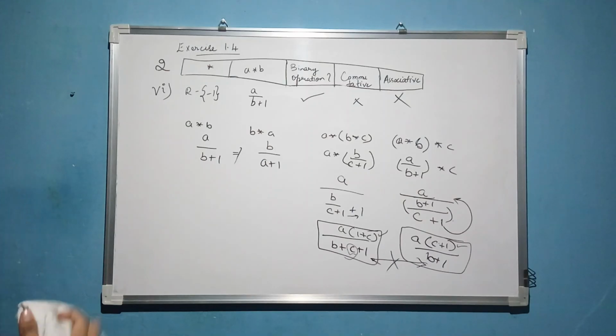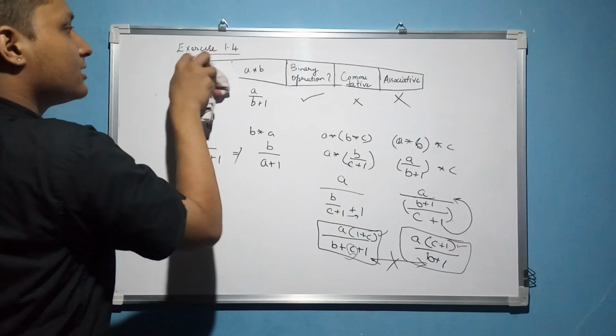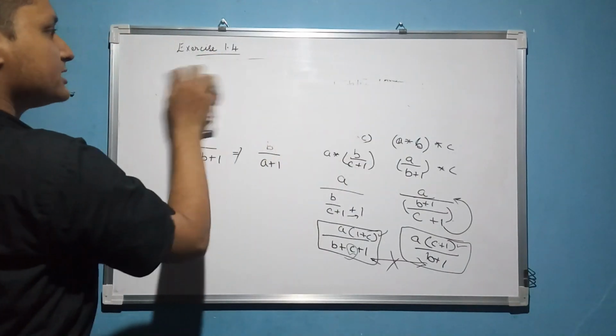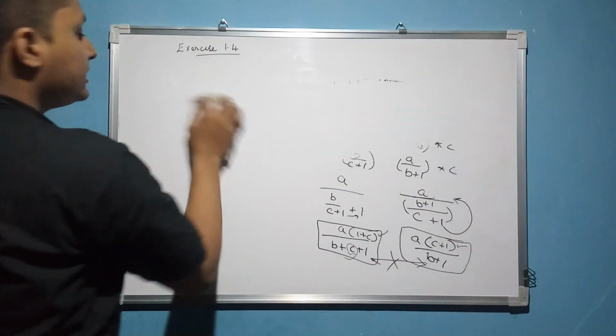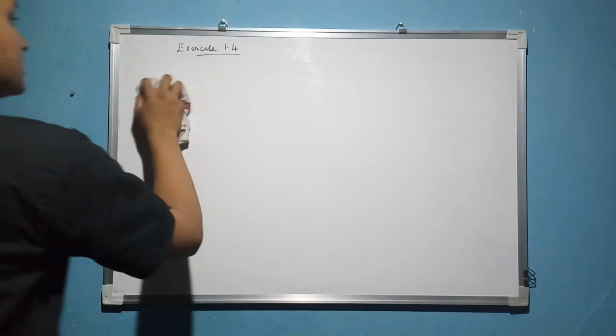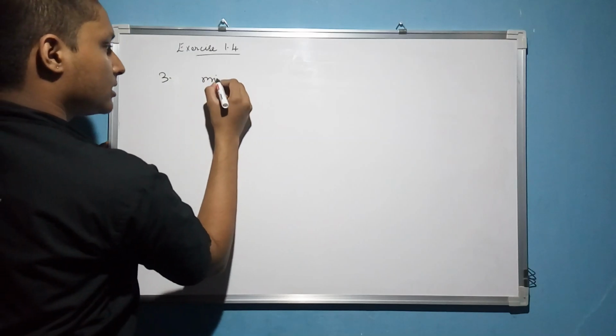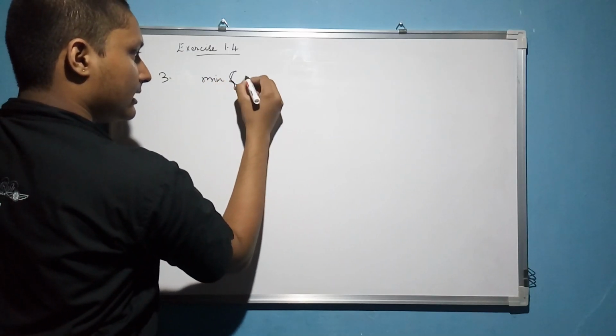Now we go to the third question. The third question is just to write an operation table of the given operation. What is the operation given over there? The binary operation star given in the third question is all about how you need to find a minimum of two numbers, right? So the third question, minimum of a and b.